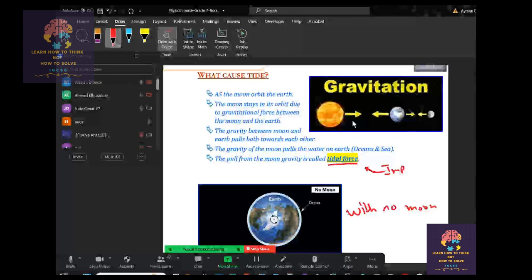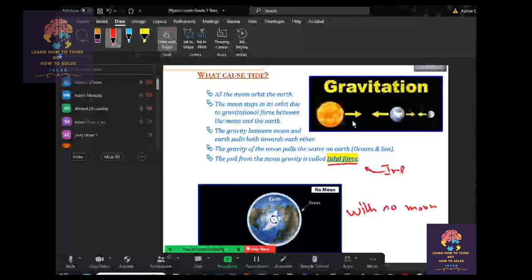It's weaker because it's far away from the Earth. Is there a tidal force between the sun and Earth? Yes. The sun has a greater gravitational force than the moon, but it's weaker than the moon because, again, the sun is smaller.